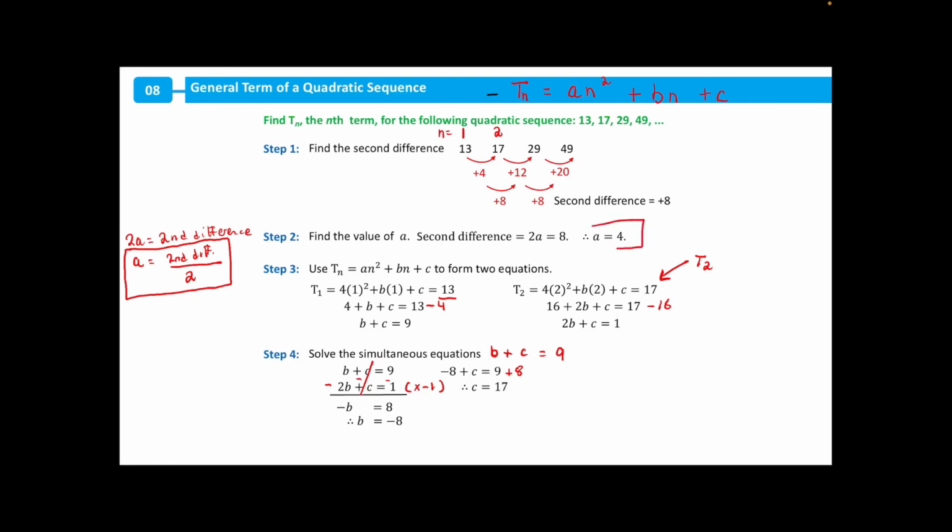I have now found my value for a, my value for b, and my value for c, and I substitute these into my general term for a quadratic sequence. My general term, Tn, is equal to an squared plus bn plus c. Substituting my values in gives me Tn equals 4n squared minus 8n plus 17. Please pause this video and take down this example.